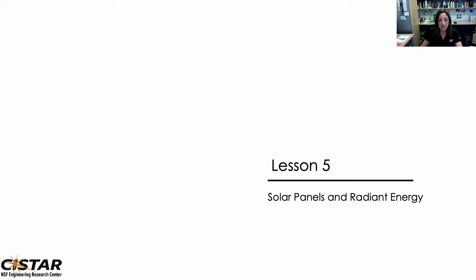At the end of this lesson, students will be able to comprehend that solar radiation is energy made up of different wavelengths, and relate the light's wavelength with the amount of electrical current produced by the solar panel. This lesson can be completed in one 50-minute class period, so let's get started with the introduction of the lesson.